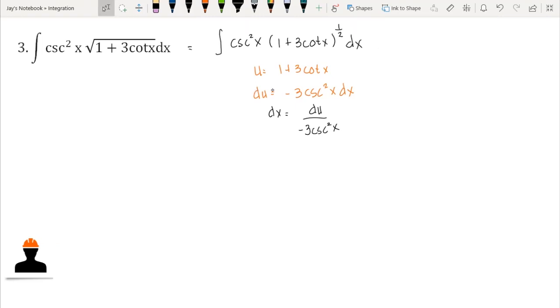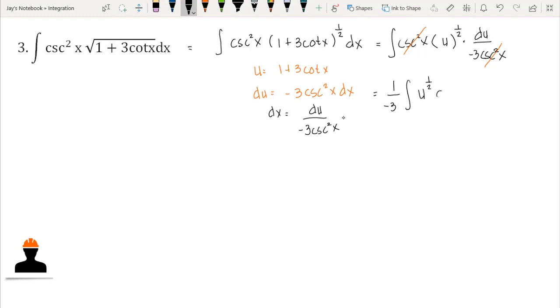So let's substitute u in this form. Then we have the integration of cosecant squared x times, since 1 plus 3 cotangent x is u, raised to 1 half, then our dx, that is du over negative 3 cosecant squared x. Then we can cancel out cosecant squared x and cosecant squared x here in the denominator. Then we can take 1 over negative 3 outside of the integration. That is, we have here u raised to 1 half du. This is power rule. Then we have 1 over negative 3 times u raised to 1 half plus 1 over 1 half plus 1 plus c.